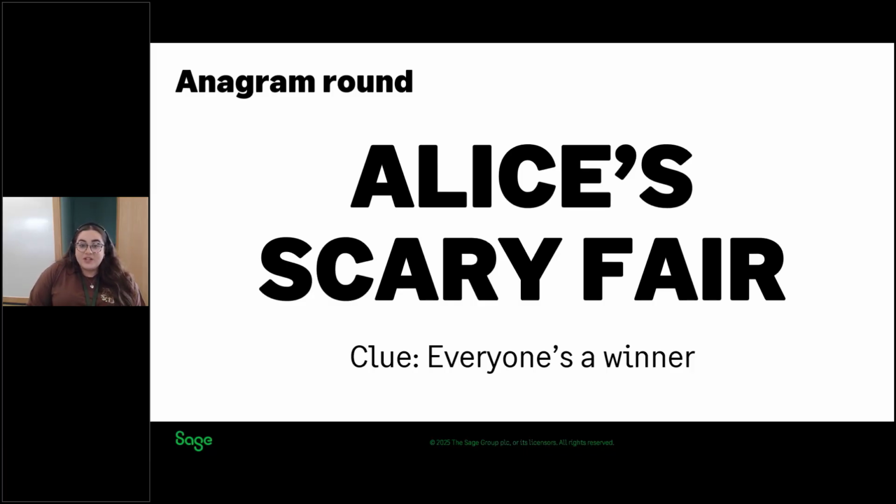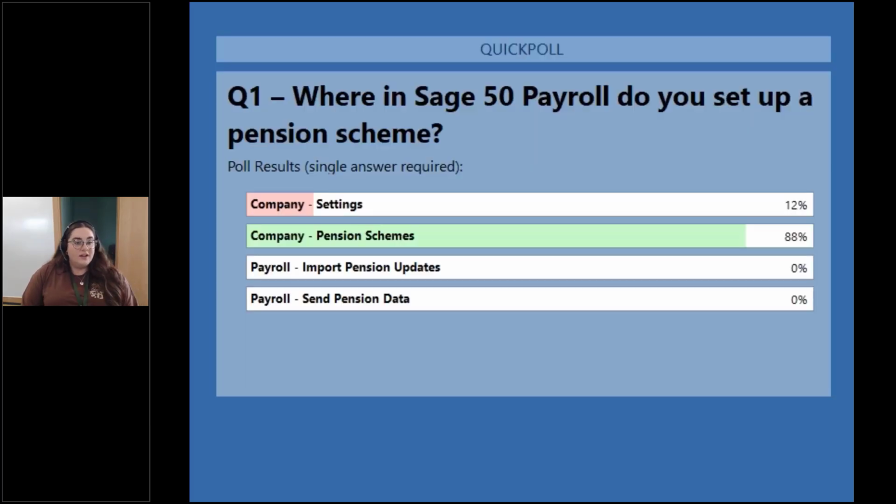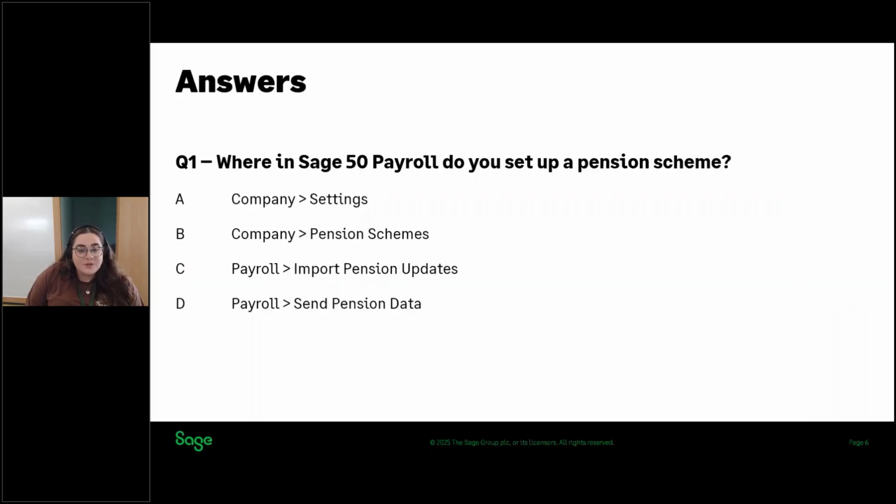So first question then, question number 1, let's see what you all thought. That was, where in Sage 50 Payroll do you set up a pension scheme? Overwhelming amount of you said company pension schemes, and you would be absolutely correct. So it is in the company section and it is in pension schemes. That's where you'll set up the scheme in Payroll. You'll tell Payroll what settings it has, what type of scheme it is, and how the contributions are calculated too. So well done. Let me just hide those results. And yes, it was answer B there. So well done to those of you who got that correct.